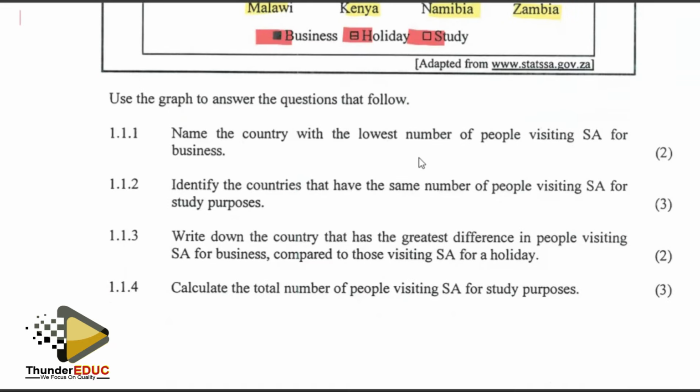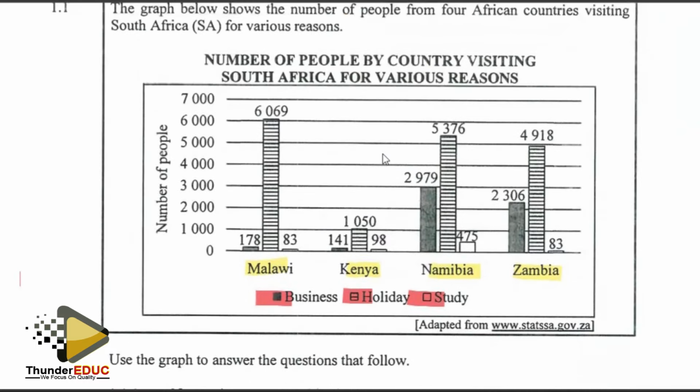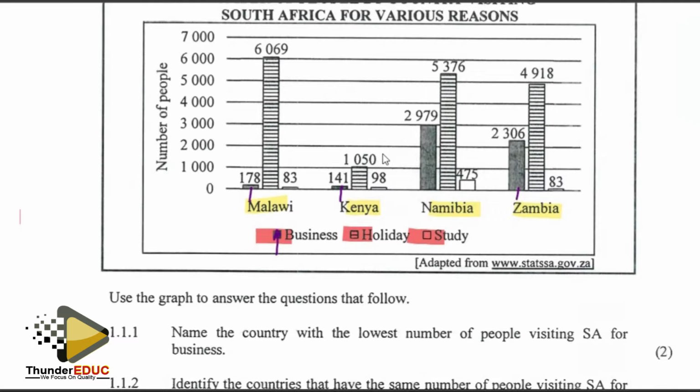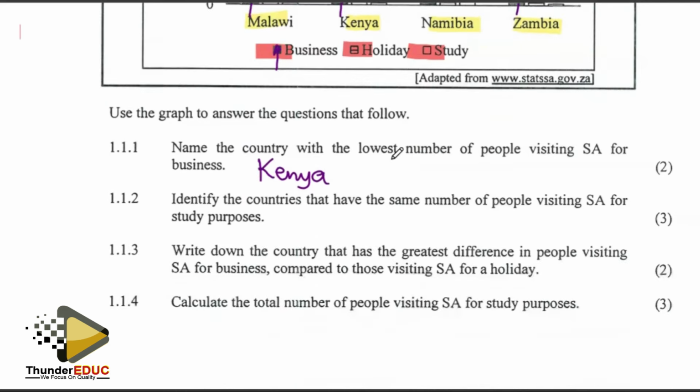Name the country with the lowest number of people visiting South Africa for business. Business is the dark label here. So this is business, business, and business. Which one has the lowest value? It's Kenya. We are looking at visitors for business in South Africa. Kenya has the lowest value.